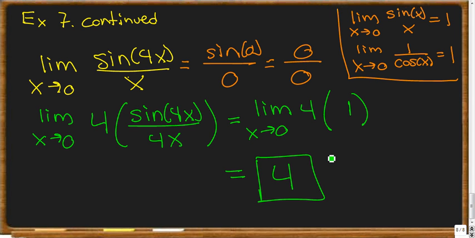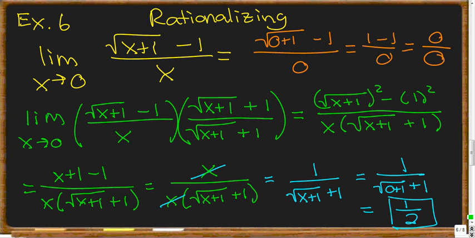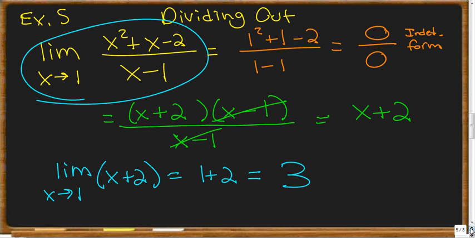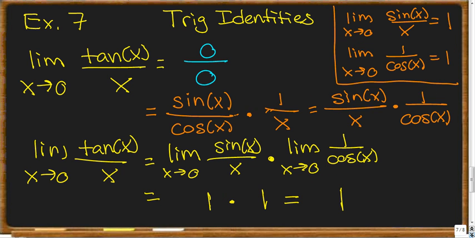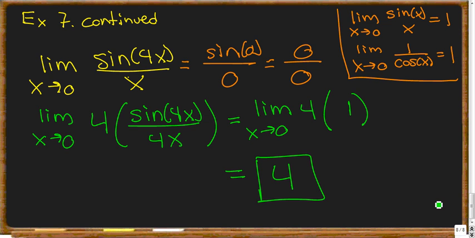Now these trig ones are a little trickier, but when we see that we have this 0 over 0, we know that we have to make these things work for us, just like in the other examples. When we got 0 over 0 and saw a square root, we knew that we have to rationalize. When we got 0 over 0 and didn't have square roots or trig, we knew that we need to divide out. So those are the tricks of the trade for analyzing limits.